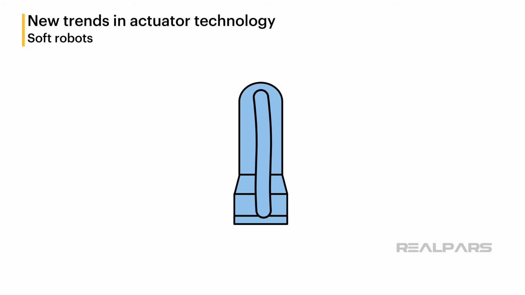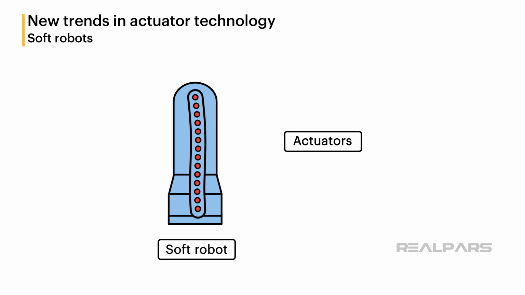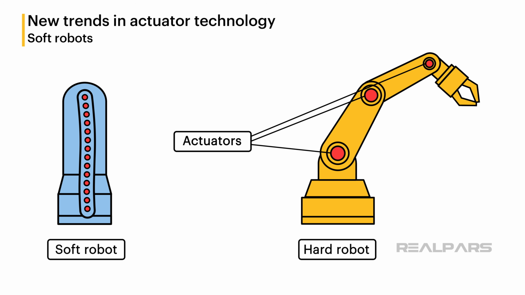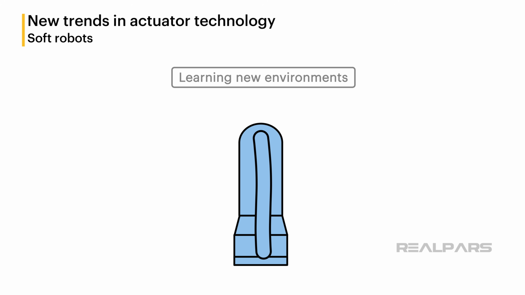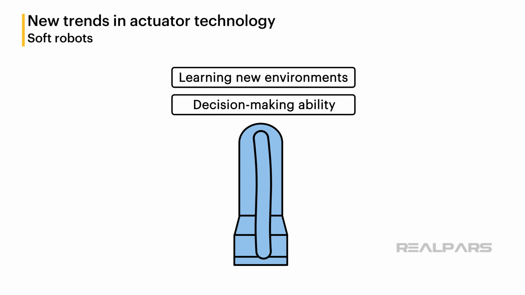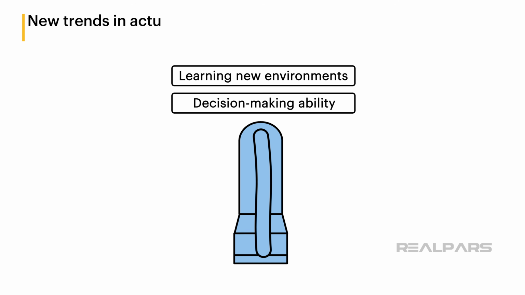Peering into the near future, we see a device called a soft robot. What's a soft robot? A soft robot has soft actuators integrated and distributed throughout the robot, unlike a hard robot with actuators for every joint. Adding artificial intelligence to the mix, biomimetic intelligence provides a robot with the ability to learn new environments and the decision-making ability to respond to external changes.